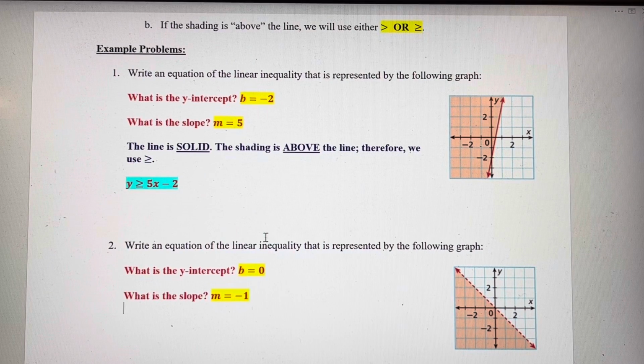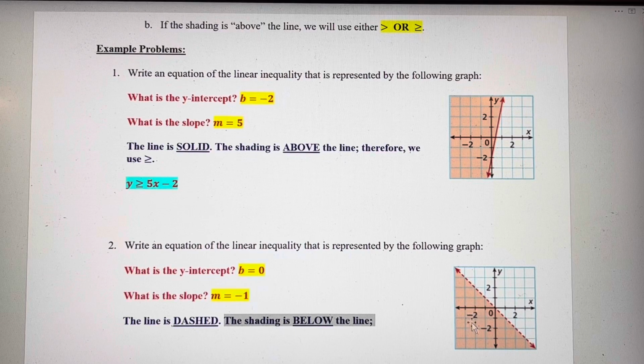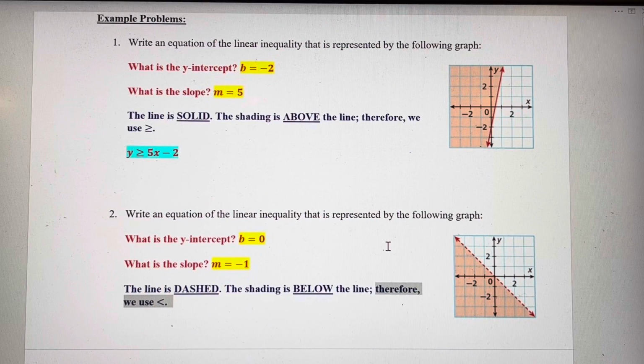All right, but again, we're doing inequalities here. I said before the line is dashed, okay? The shading is considered to be below the line, okay? So therefore, I'm going to be using less than as my inequality symbol, okay? So when I write this, I've got my slope, my y-intercept, I've got my inequality symbol. So it's going to be y is less than -1x plus 0, okay? I don't need the 1. Negative there is understood to be -1. I don't need the y-intercept of 0. There's no constant here, so this will be sufficient.